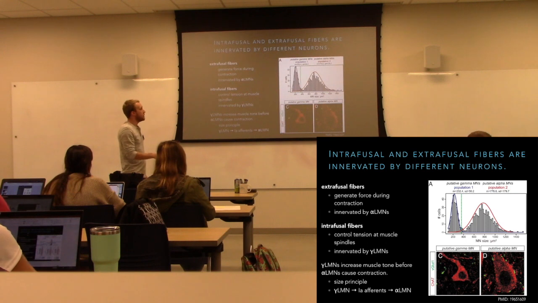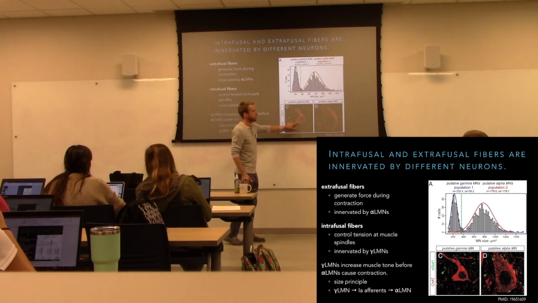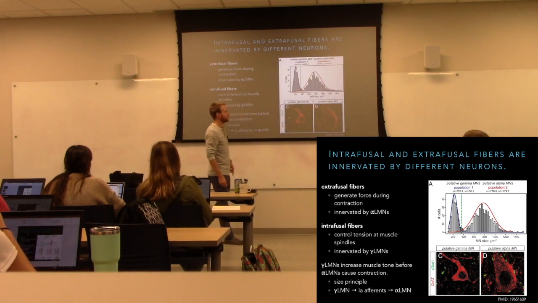So the gamma motor neurons are a little bit smaller. Here we can see the cell body. That dark spot is the nucleus, where they don't have choline acetyltransferase. That's the red stuff here. These are cholinergic neurons, so they should have the enzyme to make acetylcholine, and they do.